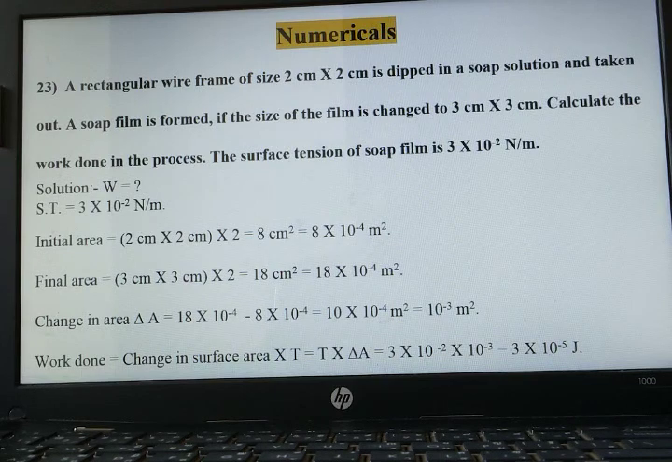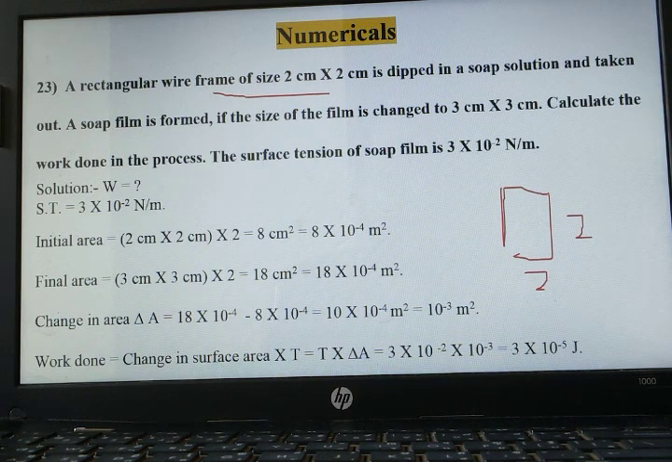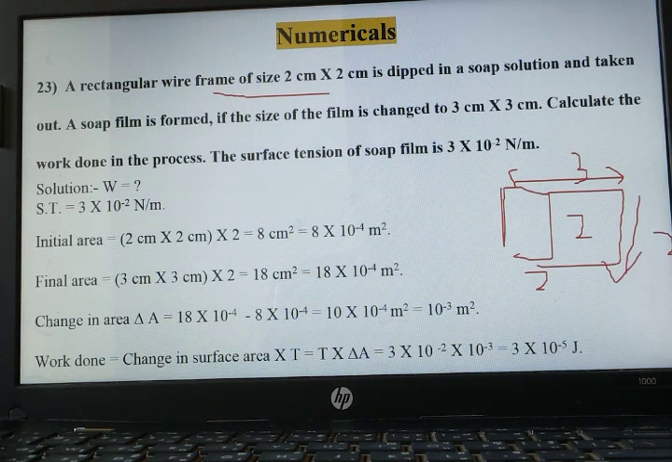Now this is the last one. A rectangular wire frame is there whose length is 2 and breadth is also 2. After dipping in the soap solution, its length and breadth change. Its length changes to 2 and breadth changes to 3. So we have to find out the work done in the process. Surface tension has been given. Okay. Initial area is 2 into 2.